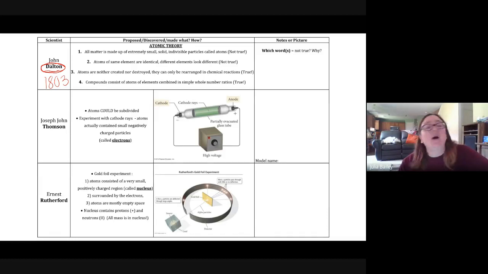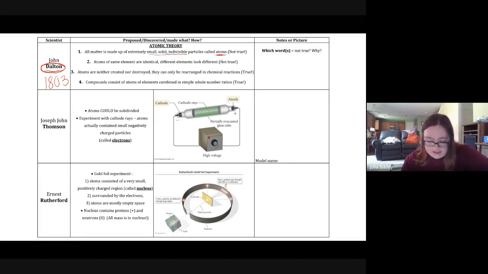He had some postulates in his atomic theory. Basically, a postulate's like a theory. That's a word you should learn in geometry class. So I'm not really gonna go over it in too much detail, but he had some postulates, and we've boiled it down to 4 points here. All matter is made up of extremely small, solid, indivisible particles, which he named atoms, from the Greek word atomos, which means indivisible.